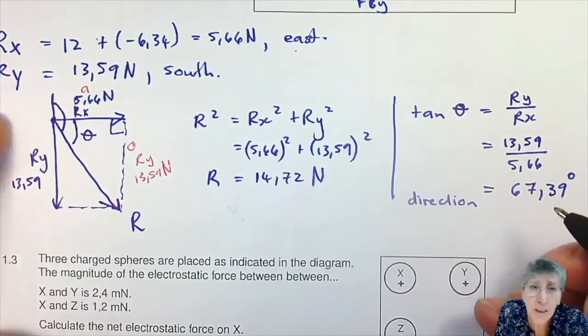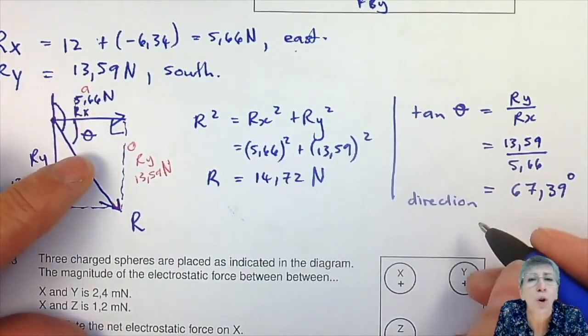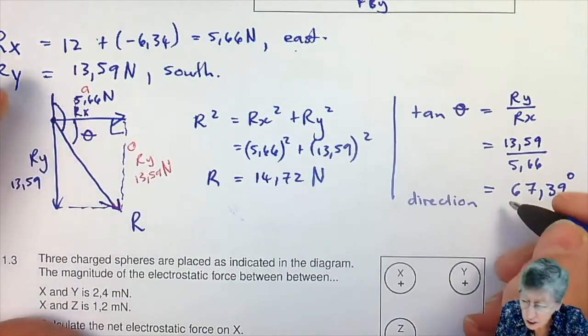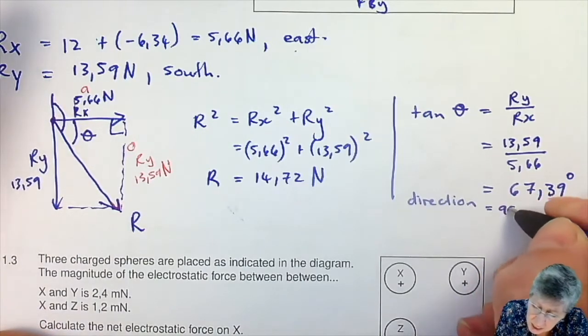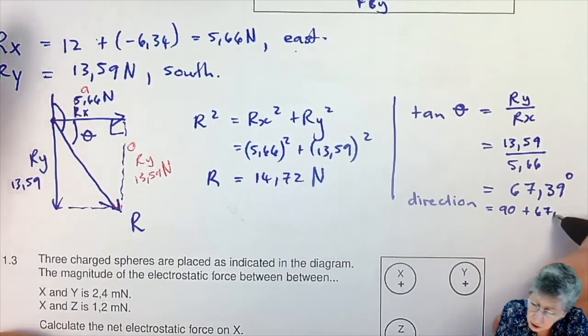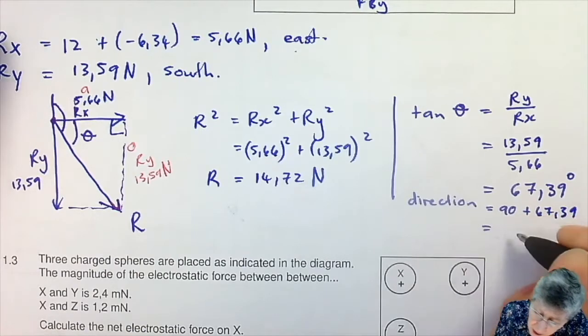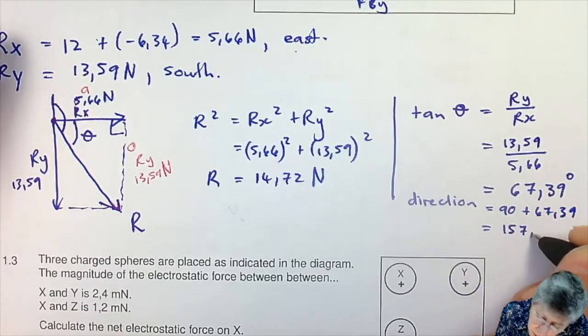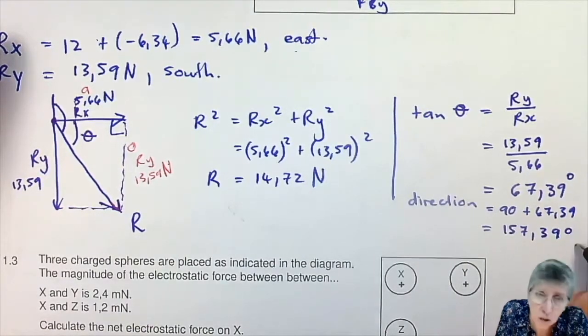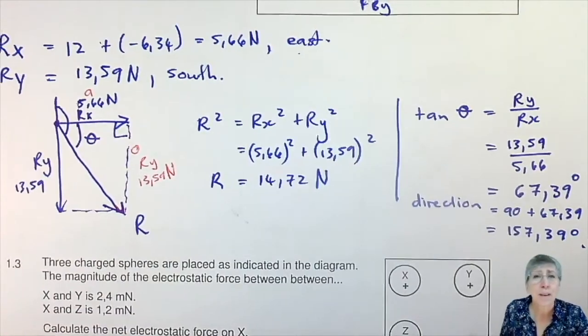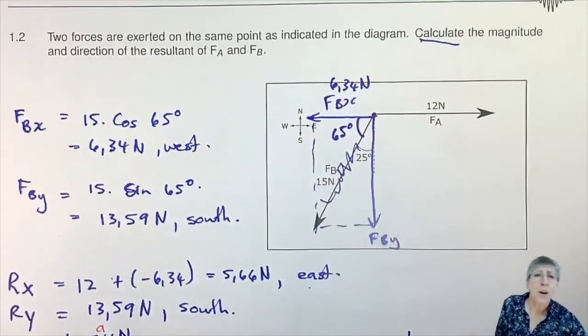The direction must be from north clockwise, right? So the direction will be 90 plus that 67,39, and I end up with 157,39 degrees, right? So, quite a long way to go.